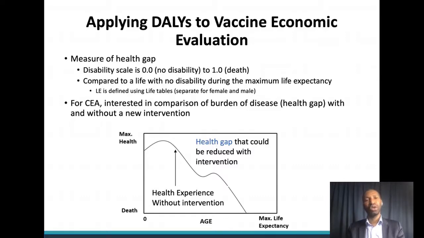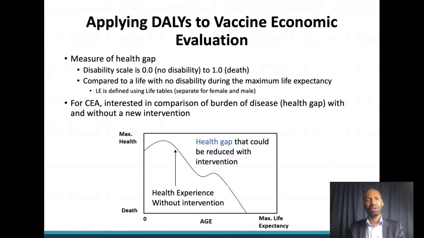Recall that life expectancy is defined using life tables, and it may differ for females and males. It may also vary across countries. So for cost effectiveness analysis, we are interested in comparing the burden of disease, meaning health gaps, with and without the new intervention.